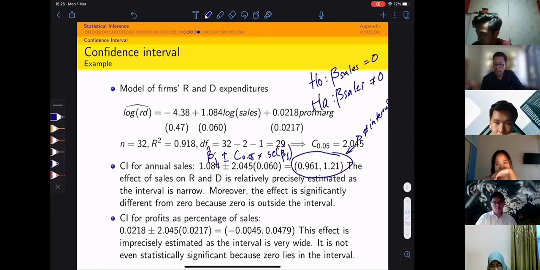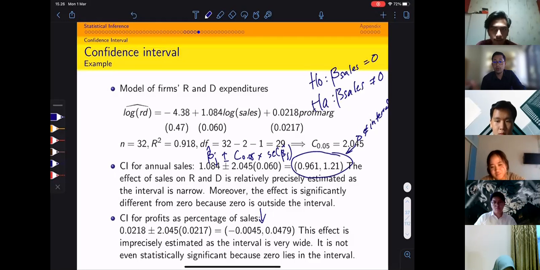Now let's look at the confidence interval for the profit margins, so basically profit as a percentage of sales. After we do some calculation, we're going to get that the confidence interval is between negative 0.0045 and 0.0479. So is 0 being included in the interval? Yes or no?